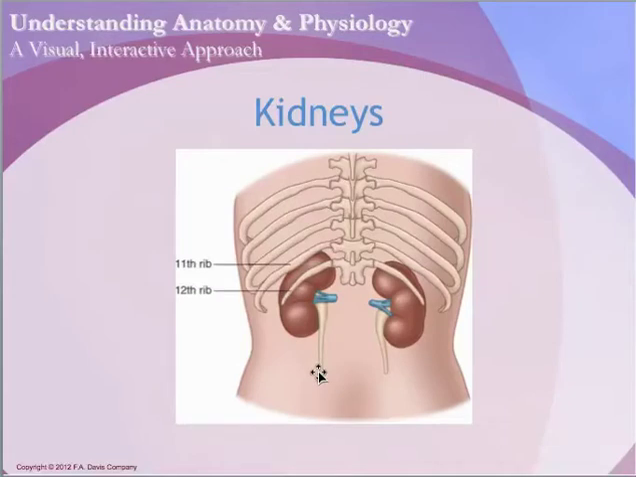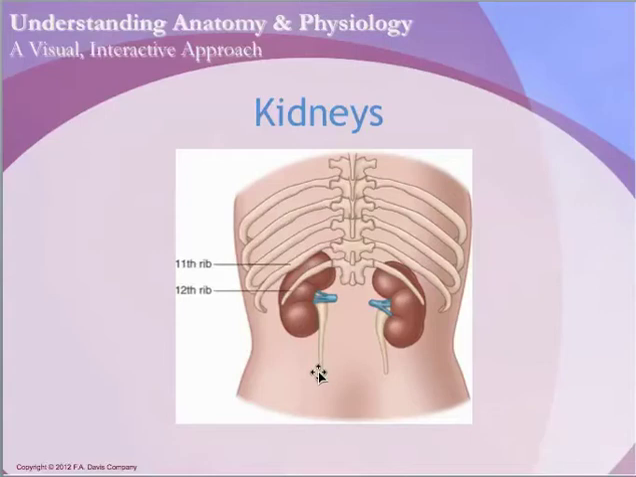The kidneys lie against the posterior abdominal wall. We call that retroperitoneal because they sit behind the peritoneum. They start at about the 11th rib and are slightly protected by the 11th and 12th rib. They're also protected by some adipose tissue, or fatty tissue. They're about 4 inches long, 2 inches wide, an inch thick, about the size of a computer mouse.